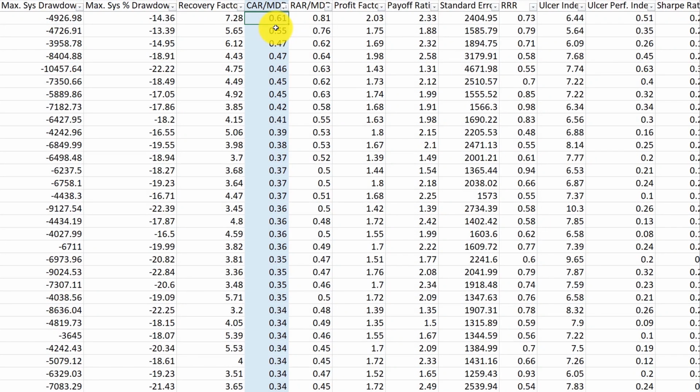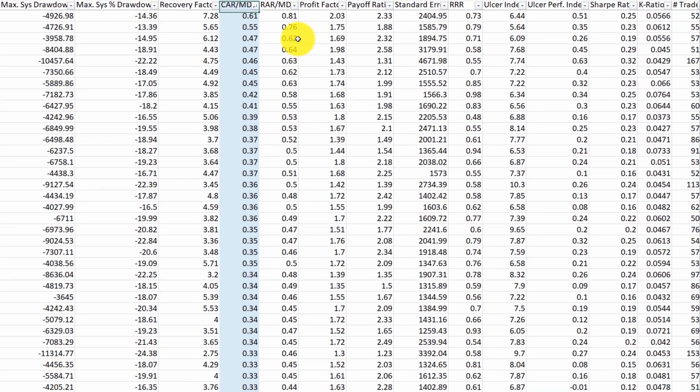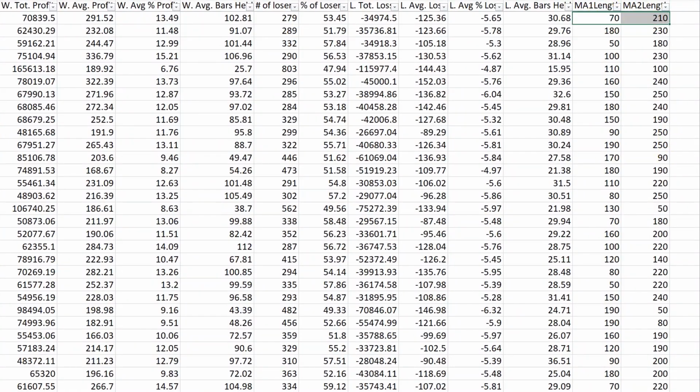Now that I got the results of my simple moving average crossover optimization ready, let's find out which combination performed the best. The criteria to determine this that I will use is the ratio between the average annual return to the maximum drawdown, which is located in a column that I've just highlighted on the screen. The best combination is a simple moving average of 70 days combined with a simple moving average of 210 days, where the buy setup is generated when the 70-day moving average crosses above the 210-day moving average.